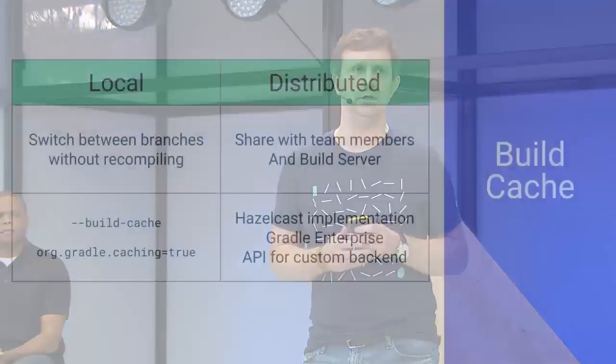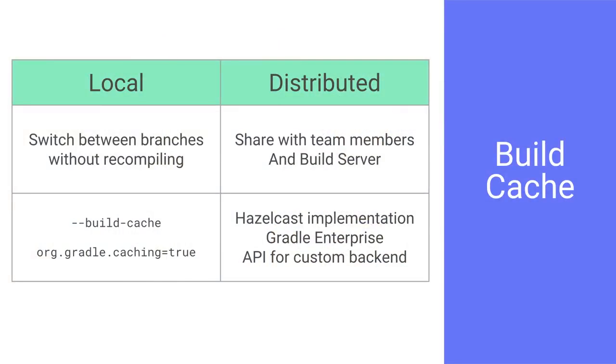It should be stable in Gradle 4.2 and enabled by default at that point. There's two different versions of the cache. The first one is local, so it's good when you're switching between branches, and you can enable it today with Gradle 4.0 using --build-cache or the property. And then the other one is the distributed one, sharing build cache with your teammate and your build server. For that, you need a storage backend. So they have a reference implementation on top of Hazelcast that you can use. Gradle Enterprise, of course, supports it, and there's a very simple API if you want to generate your own backend.